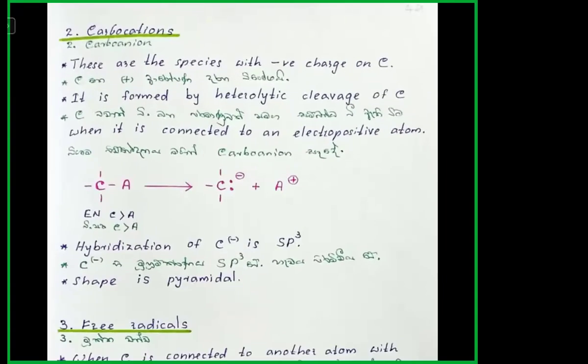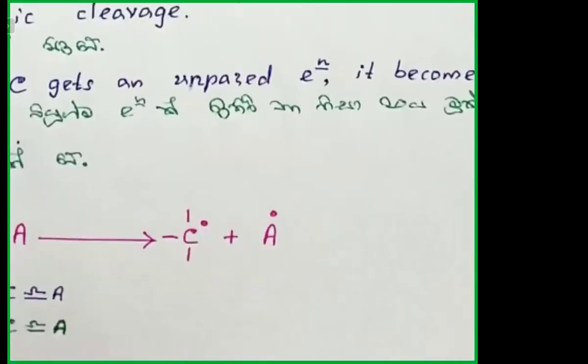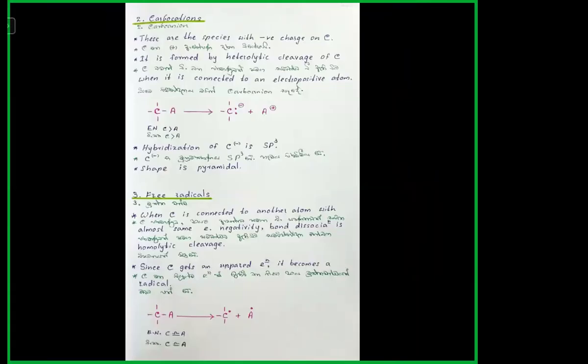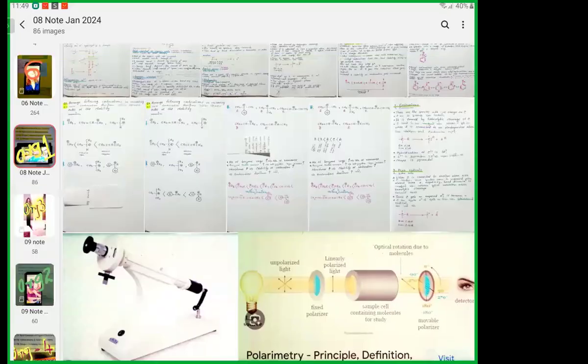Anions have a negative charge on carbon. Free radicals have one single electron, and those are coming through homolytic cleavage. So we are done with this part.